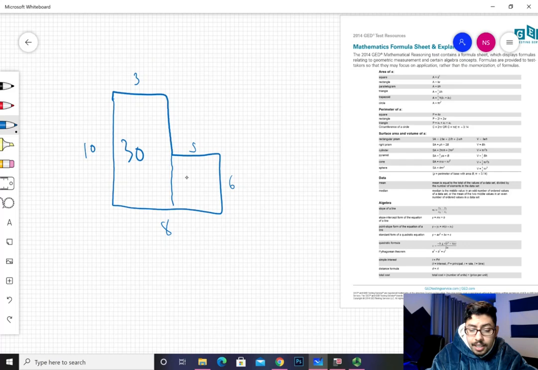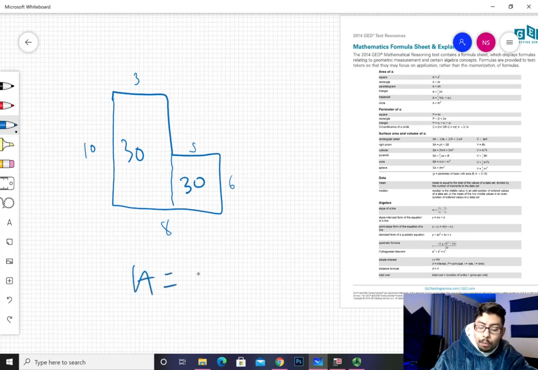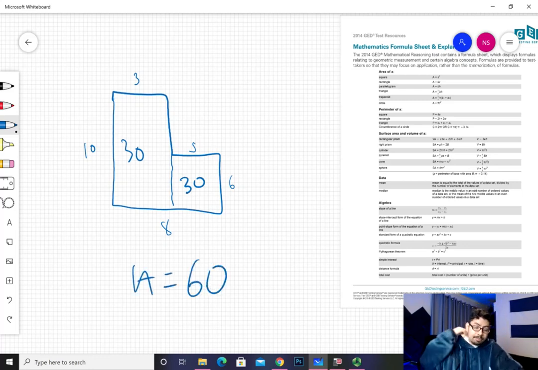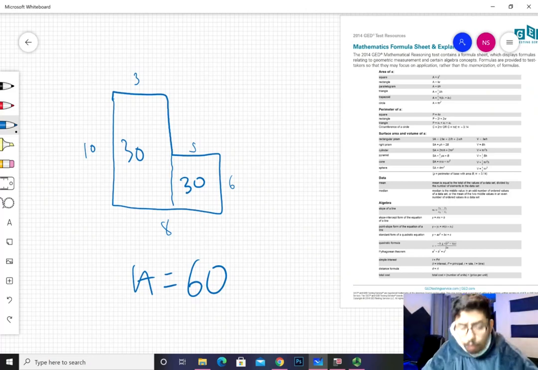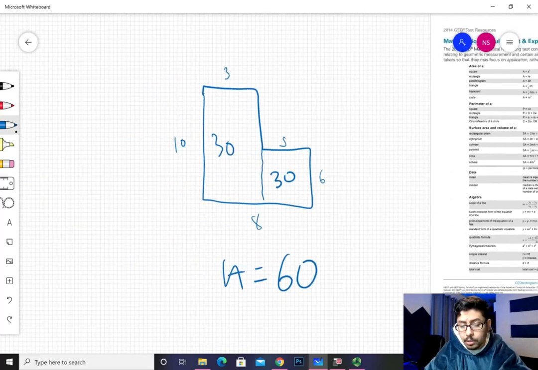How do you find the area of this small part here? Well, same thing. Two sides is all we need. In this case, two sides were given, 5 and 6. 5 times 6 gives me my 30. So 30 there. The area of this whole figure is 60. So pretty straightforward, right? Well, for this shape, let's make the shape a little complicated.